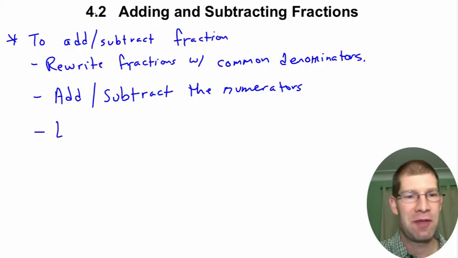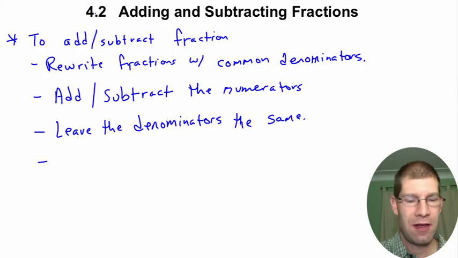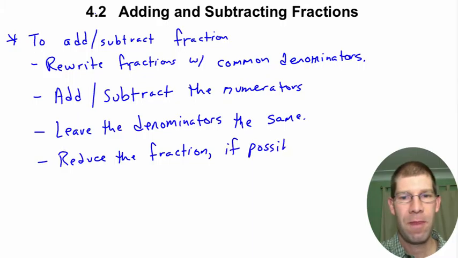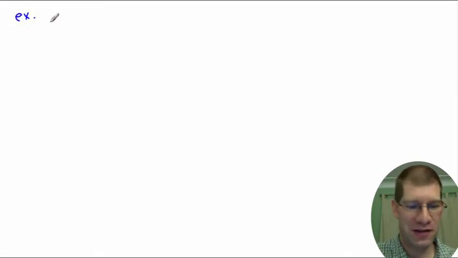That's the rookie mistake: people combine the denominators. Leave the denominators, the number at the bottom of the fraction, the same. And then last but not least, reduce the fraction if possible, at the end. Alright, I have 4 examples planned, and those examples in theory will help it all make sense. Let's give it a shot.